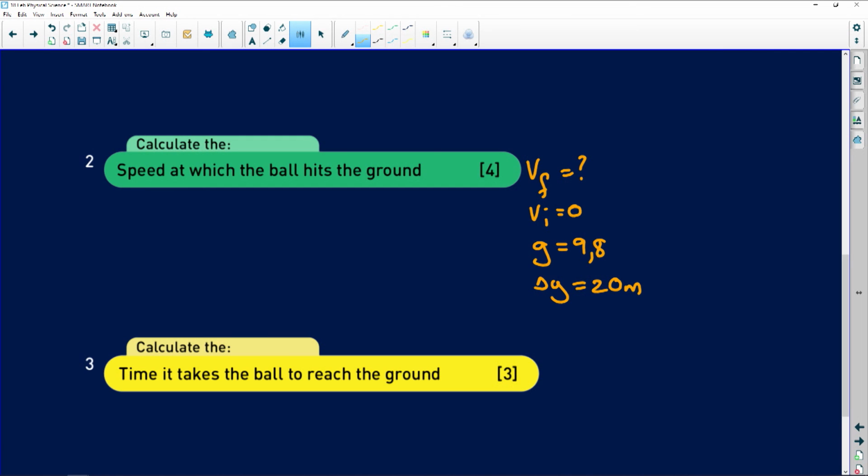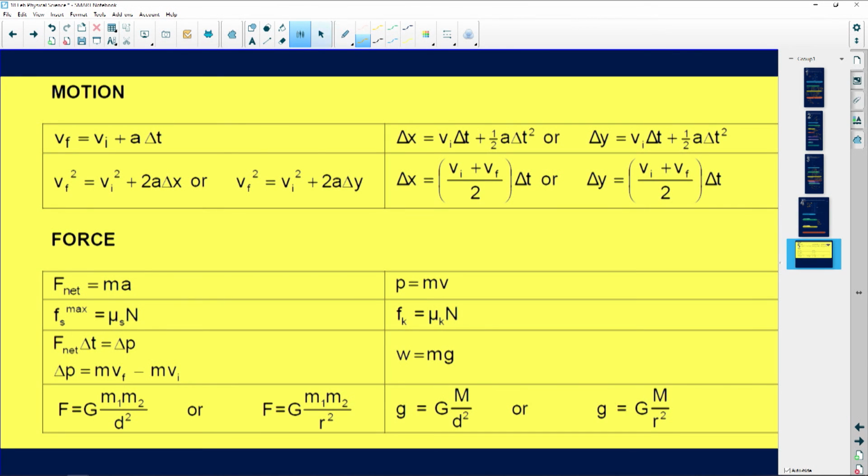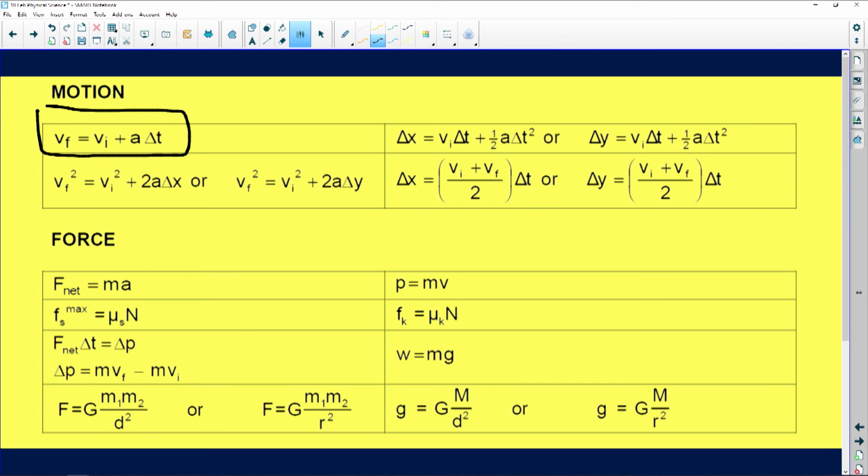Now you need to go to your information sheet and have a look at which equation to use. Would I use this one here? No, I won't. Why won't I use it? For the simple reason that I've got the displacement, I've got delta y equal to 20 meters, and nowhere in this equation can I use that piece of information. So that's not going to help me at all.